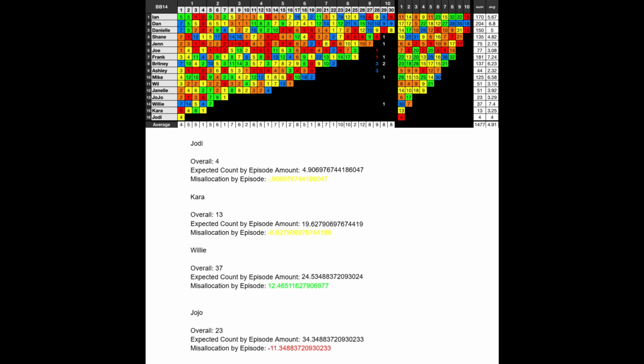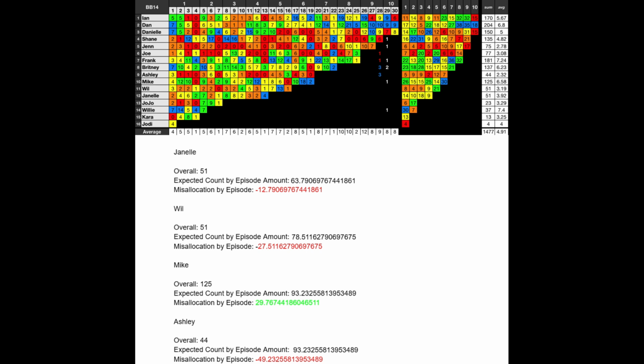Willie has 37 confessionals diary rooms in a season, or during his time on the season, and his expected count by episode amount is 24.53. This causes him to have a 12.46 misallocation, meaning that he is in the green scale based on being a bit too distributed. JoJo got 23 diary rooms, and her expected count by episode amount is 34.348. Causing her to have a negative 11.34 misallocation, meaning that she's missing that amount of diary rooms in order to have a balanced edit, and she is underdistributed.